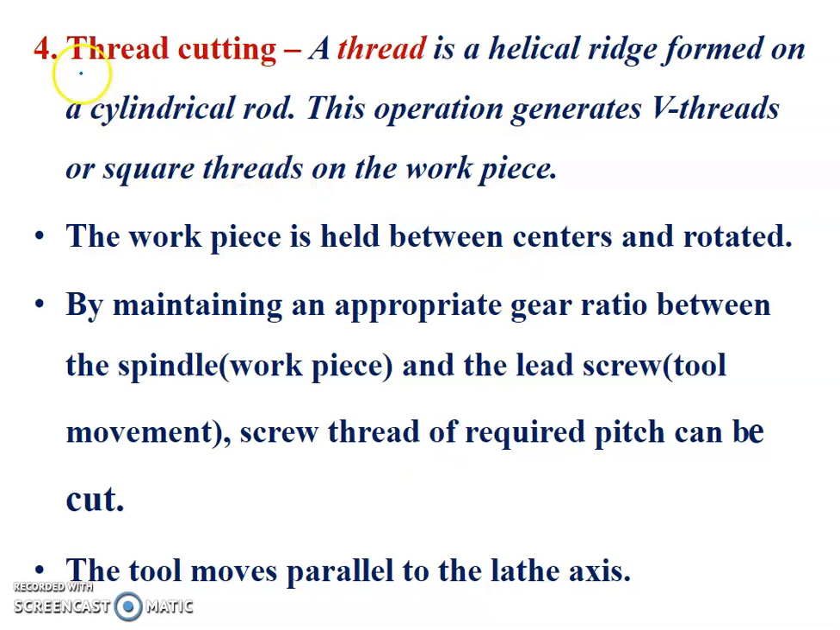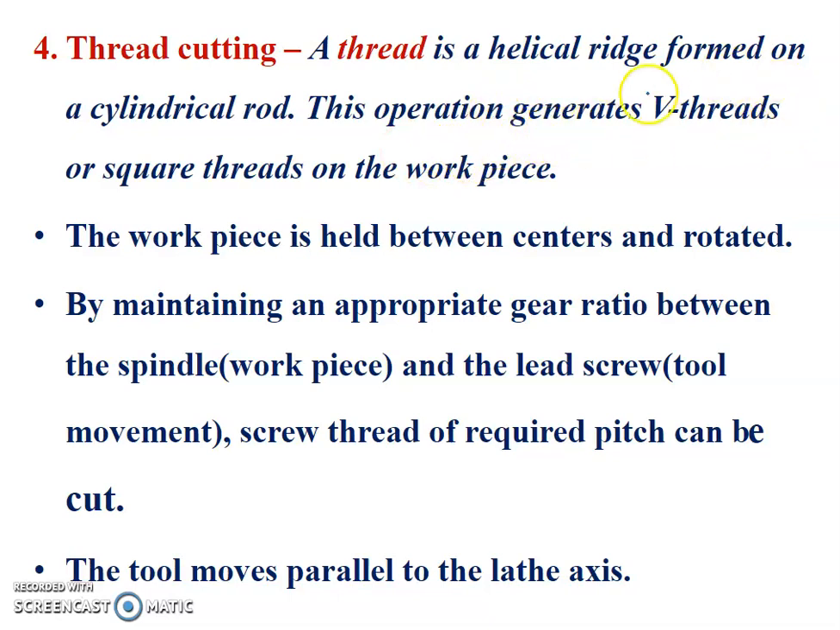So next we'll go to the next operation, that is thread cutting. A thread is a helical ridge formed on the cylindrical rod. This operation generates V threads or square threads on the workpiece. So thread cutting is the helical ridge formed on the external surface of the cylindrical workpiece, that is called the threads, and the operation we have done is called the thread cutting operation.